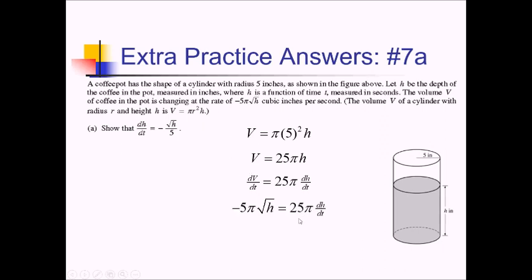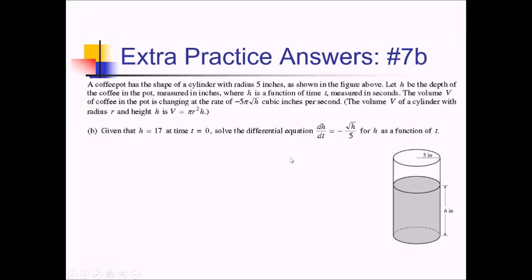And at this point, all we have to do is divide to get dh over dt by itself. So the pi's are going to cancel. We have a negative 5 over 25, which comes out to negative 1 over 5. So then we just have dh over dt equals negative radical h over 5.